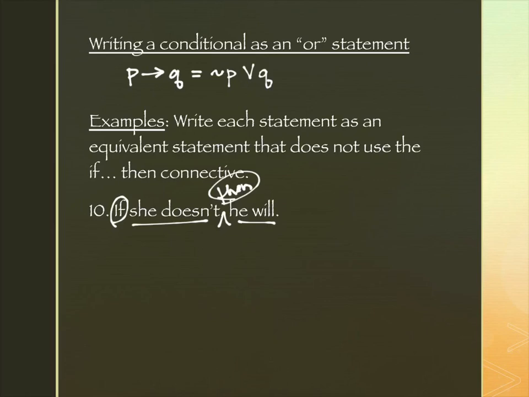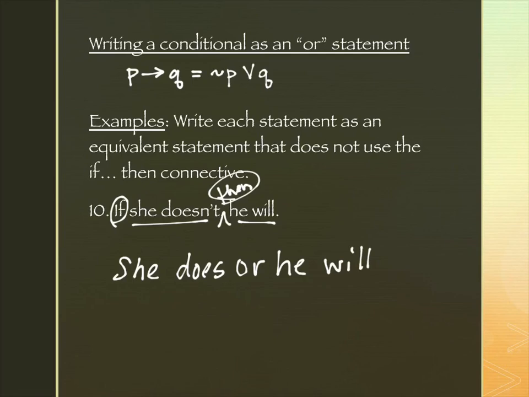She does. Okay, so I don't write if-thens. I'm going to write an or here in a moment. But the she doesn't is going to become she does. Right? Remember, negations also can remove the word not when it's in there. That's basically what's happening here. So the negation of she doesn't is she does. What's the connective I'm going to use? Or. And then I leave the second part alone. He will.